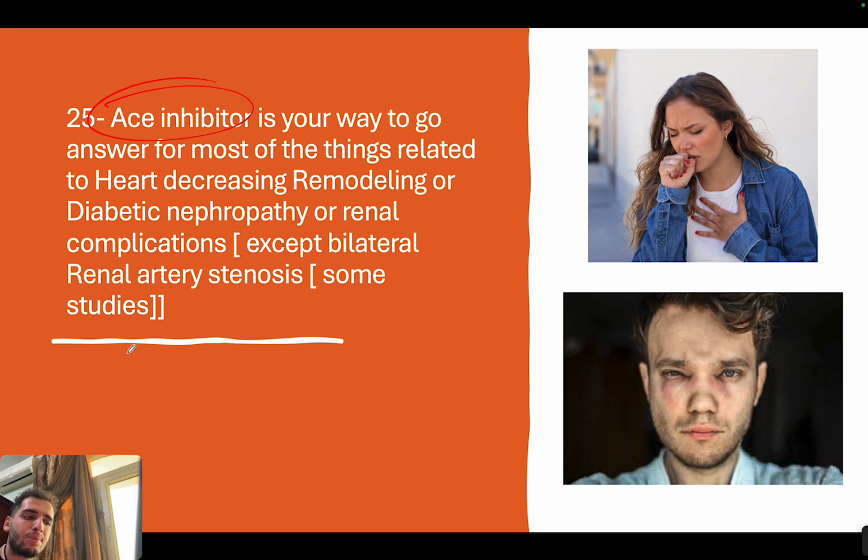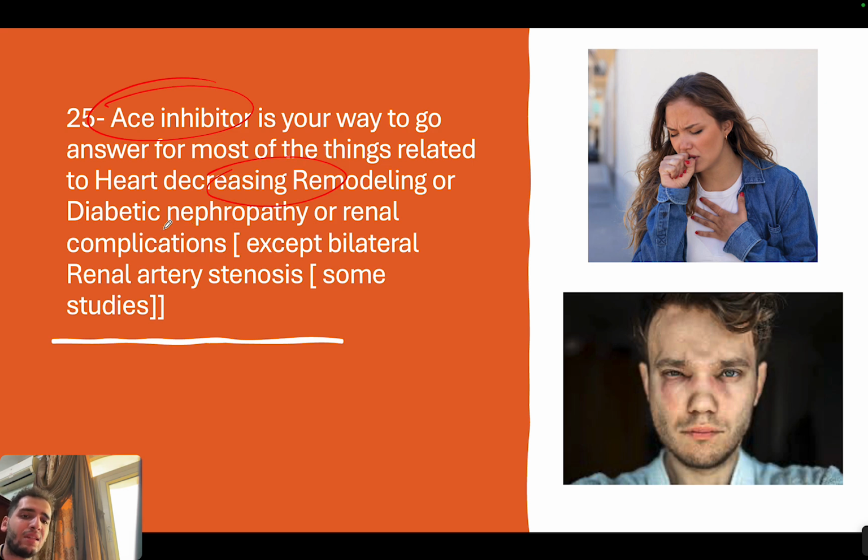ACE inhibitor has mortality benefits, and it also decreases cardiac remodeling after myocardial infarction. So cardiac remodeling is something that happens in the heart, and it can cause the heart to hypertrophy and to not function very well. So the way ACE inhibitor works is that it will prevent this remodeling, because remodeling usually happens from an increase in angiotensin, and the ACE inhibitor will inhibit this angiotensin, right? So that's why it can decrease remodeling, and that's why it has mortality benefit.